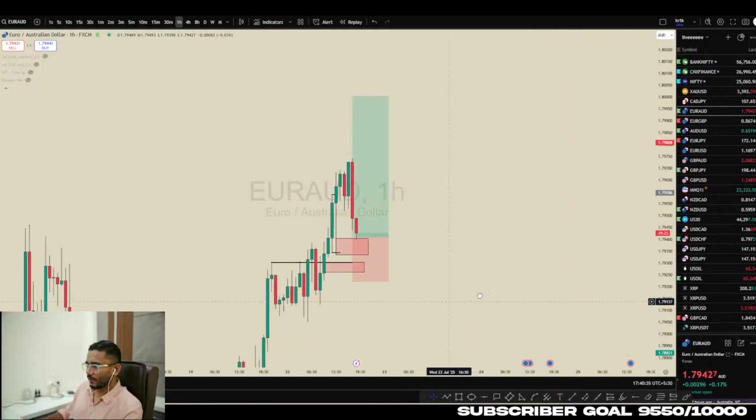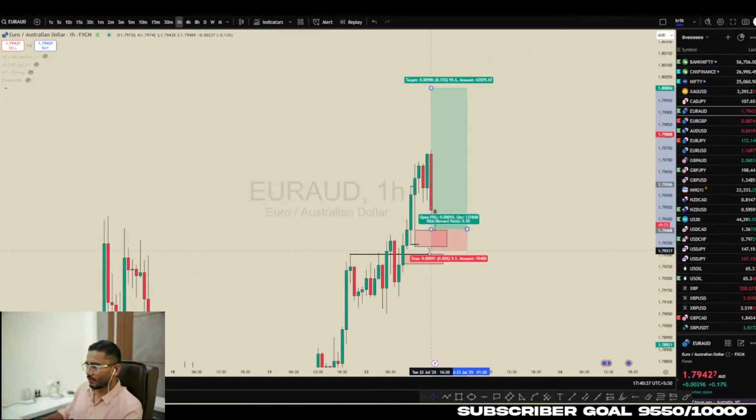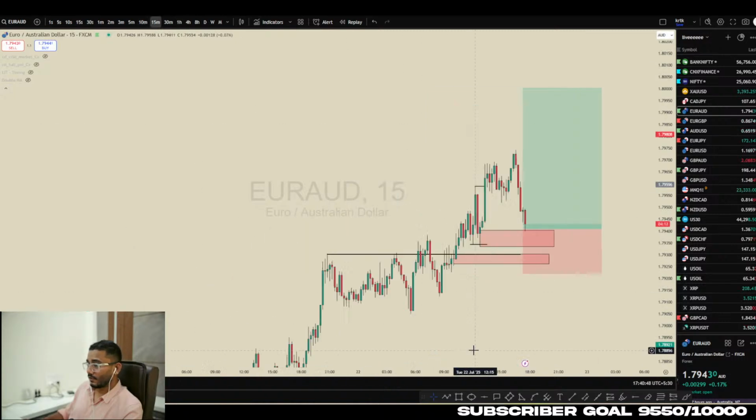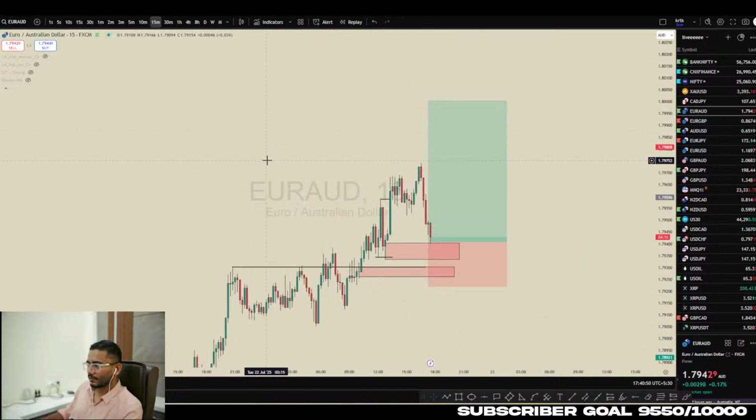What we can do is put stop loss below this order block also, which can give us 1:6. But because there is another order block which is unmitigated, we can use both the order blocks. We can cover both the order blocks for our entry. The first take profit will be at the next high, which is this one.